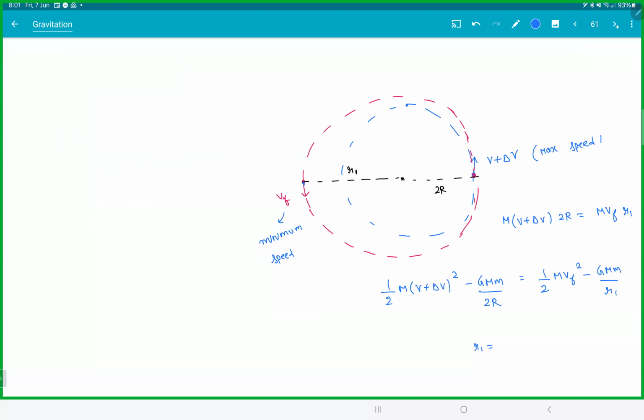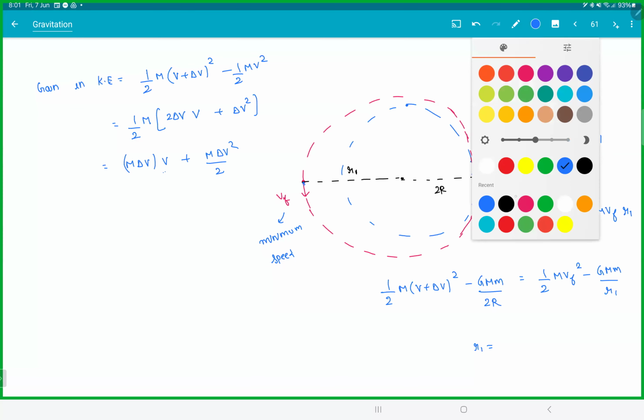So gain in kinetic energy is half m (v plus delta v) square minus half m v square. So if you simplify this, half m v square will cancel. You end up with m delta v into v, plus m delta v square by 2. So there, gain in energy, right?